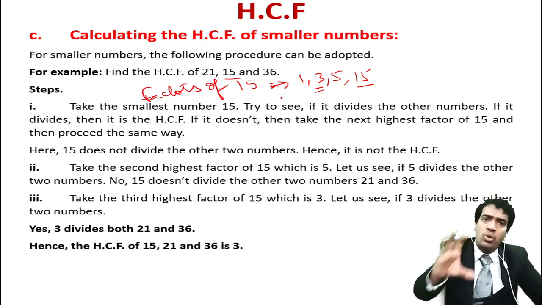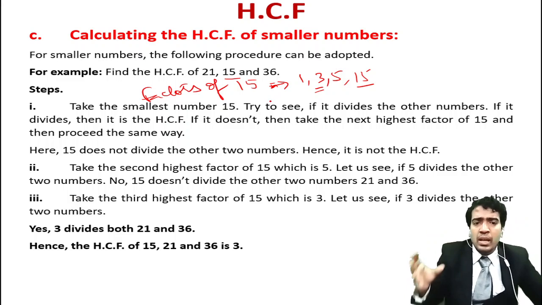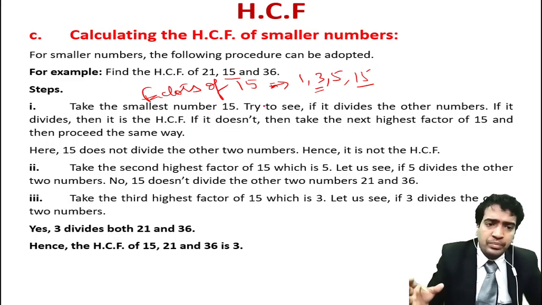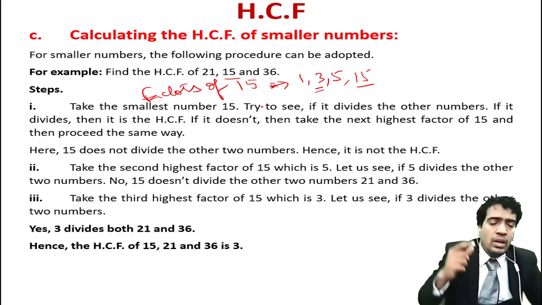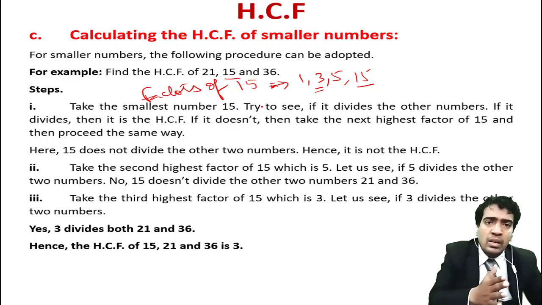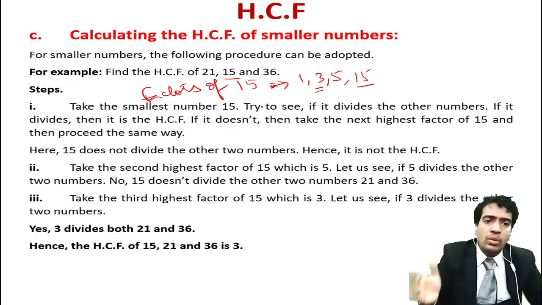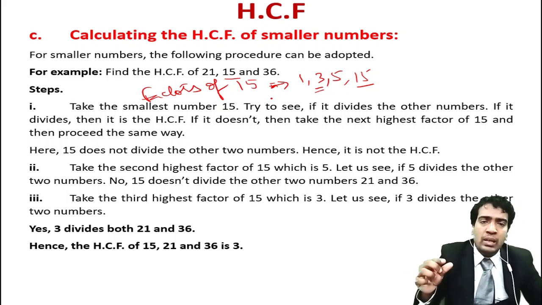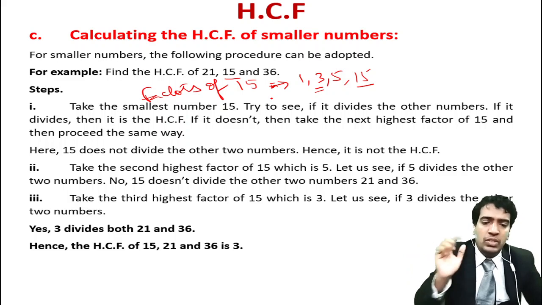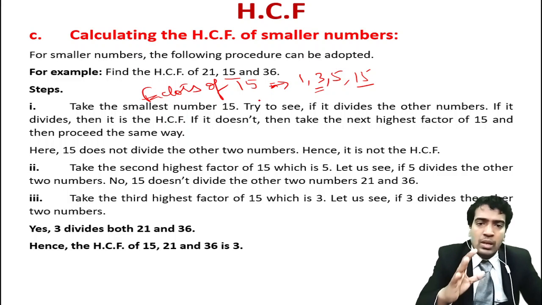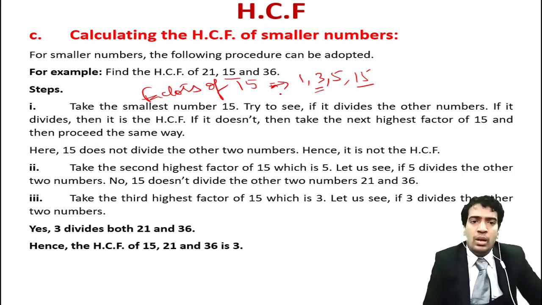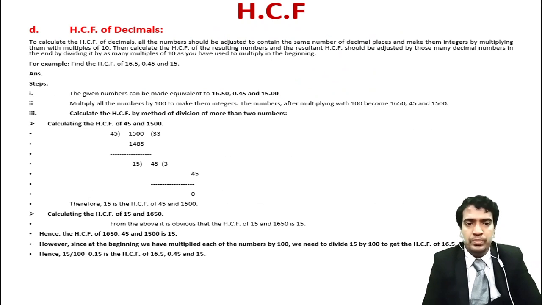So if you have very small numbers, you start with the smallest number, look at the factors, divide the other numbers with the smallest number, and if it doesn't divide, go one step down and look at the next highest factor and the next highest factor and see which factor divides the other numbers. And that factor that divides the other numbers is the HCF. Okay, I hope you understood this concept of calculation of HCF using this technique for small numbers.